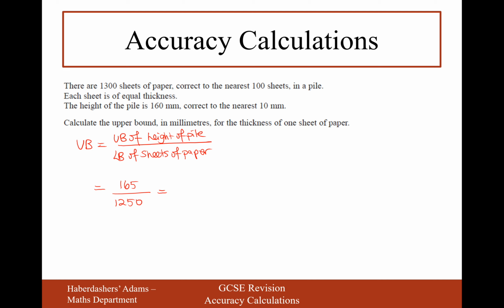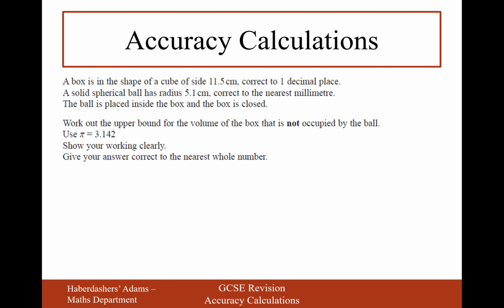Yeah, that's right. So then let's do 165 divided by 1,250, and that gives us 0.132 millimeters high per sheet of paper. And there we are, that's the answer to that question. Let's move on to the next one, pause the video and give this one a go.